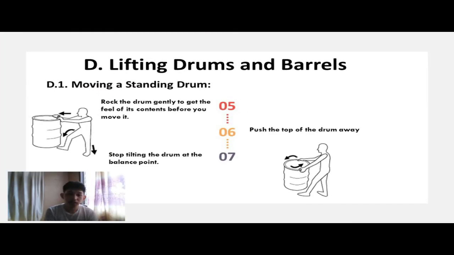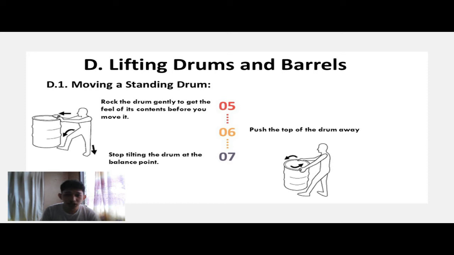So the fifth thing to do is to rock the drum gently to get the feel of its contents before you move it. In this process, you will be able to assess the weight or the heaviness or lightness of the drum, as well as what's inside it. It's either a solid or a liquid material. So in that way, you will have an idea on how to easily move the drum.